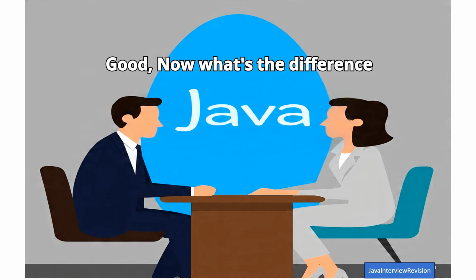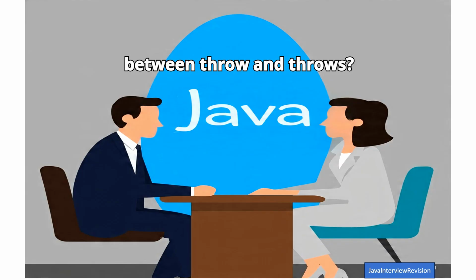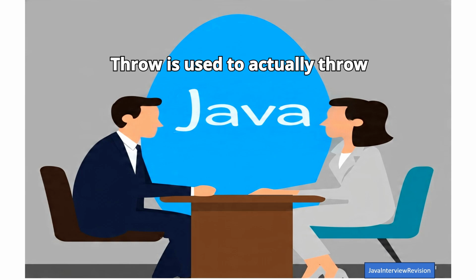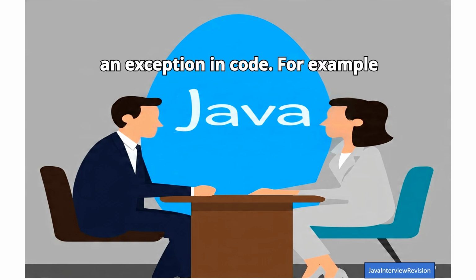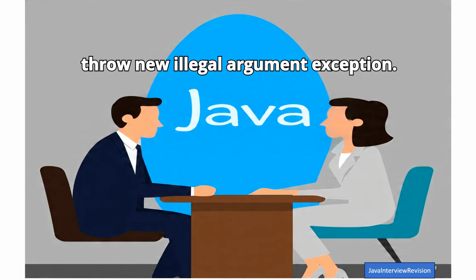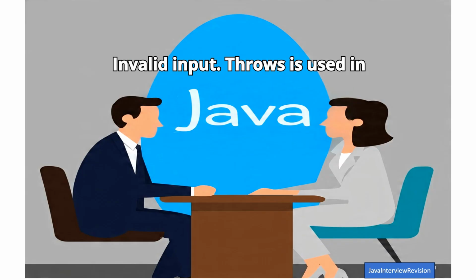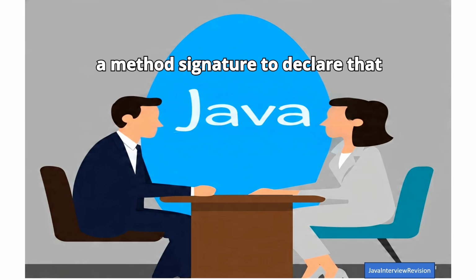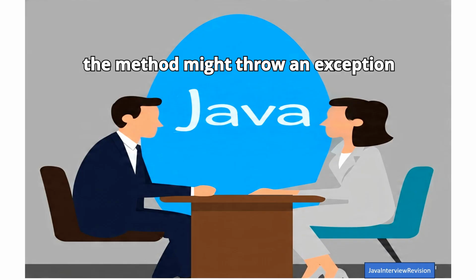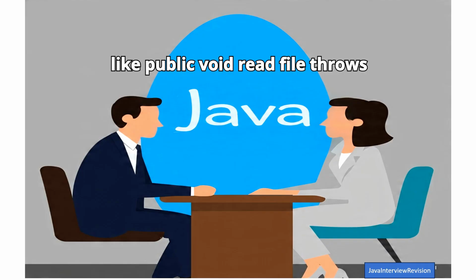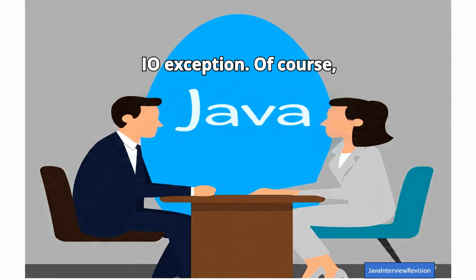Good. Now, what's the difference between throw and throws? Throw is used to actually throw an exception in code. For example, throw new IllegalArgumentException("Invalid input"). Throws is used in a method signature to declare that the method might throw an exception, like public void readFile() throws IOException.